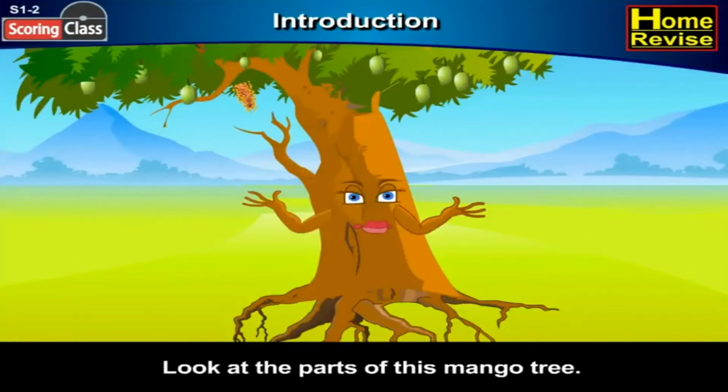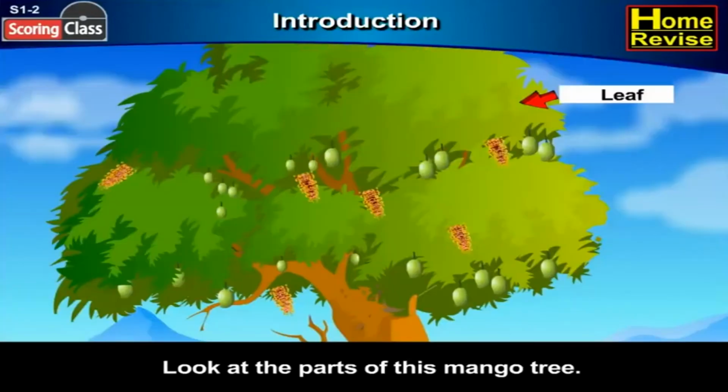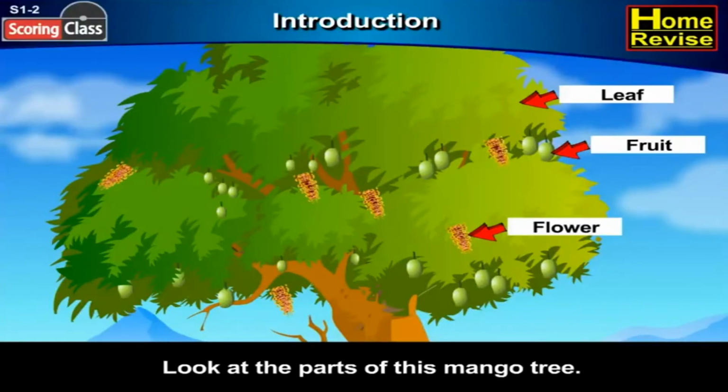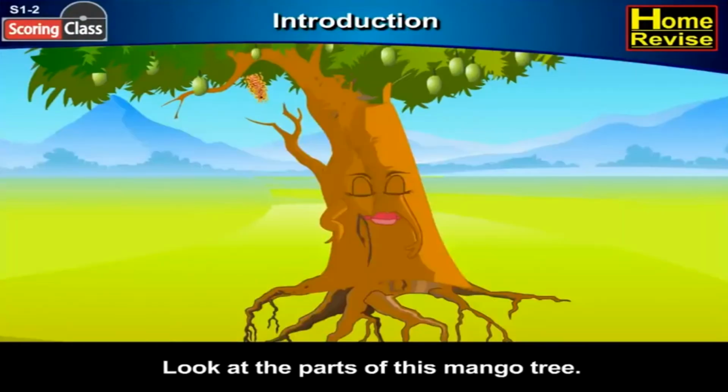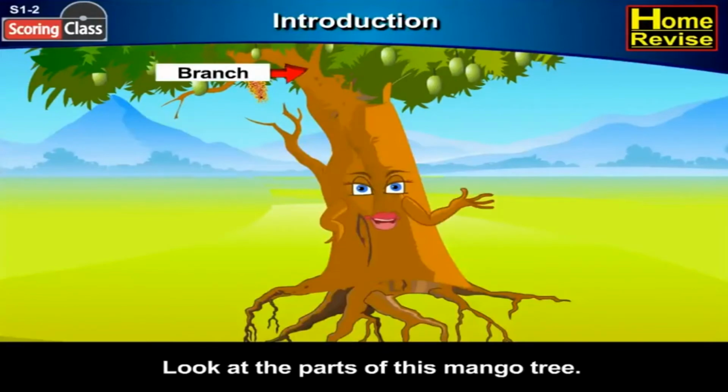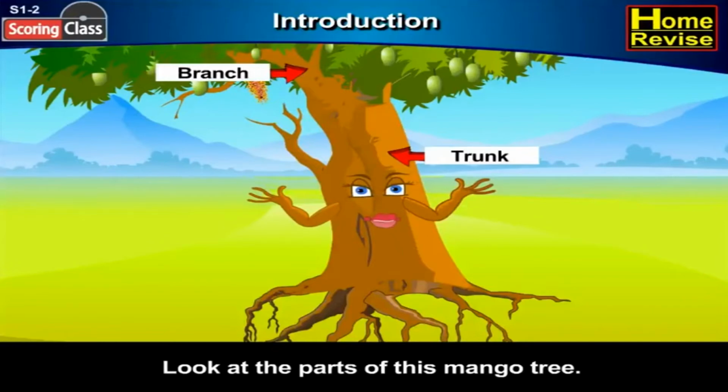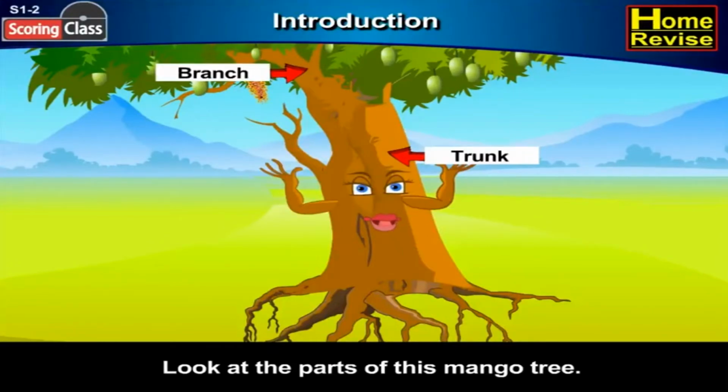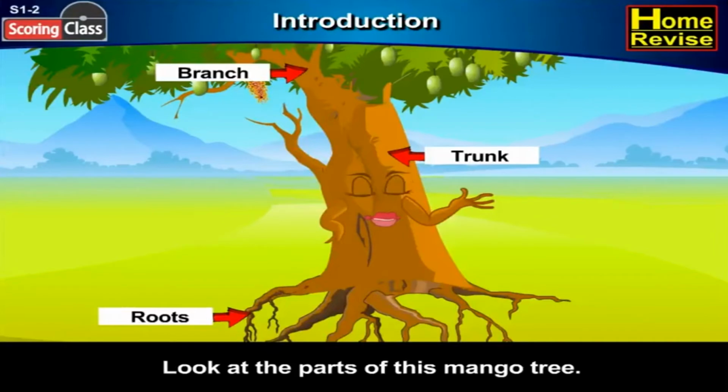Hello! I am a mango tree. Let me tell you about myself. This is a leaf. This is my fruit. These are flowers. This is my branch. This is my trunk. These are roots. So do you know me by now?